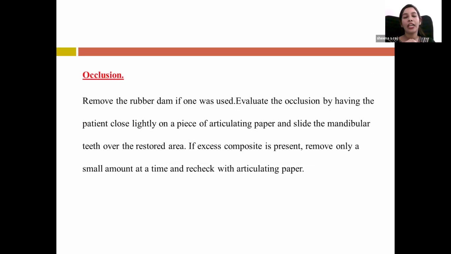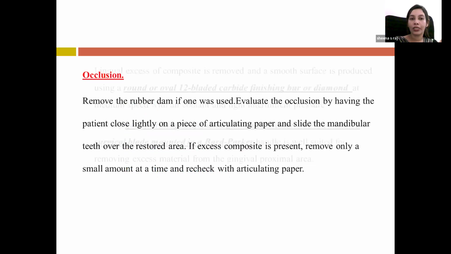Next, we have to check the occlusion with the help of articulating paper. We'll ask the patient to move in centric and eccentric motion, and we'll be rechecking and reducing the occlusion. So, hope you understood all those things.